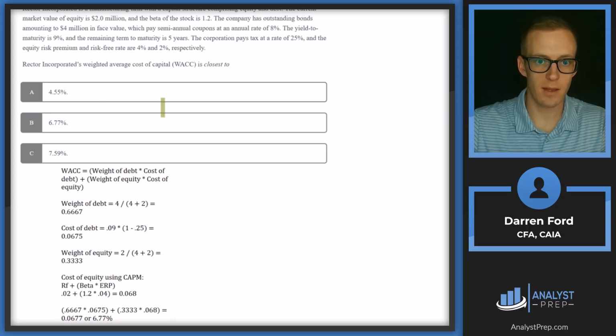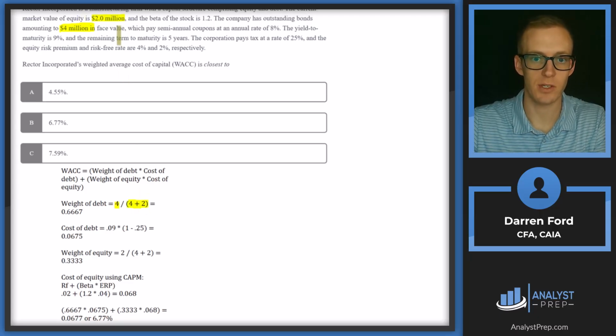So the weight of debt, we have market value of equity of $2 million and debt of $4 million. So our weight of debt will be 4 divided by 4 plus 2. So it's basically how much debt do we have related to all of the capital in the capital structure. So we get 2/3 or 0.666666 infinitely, or you have to round at some point. So we'll do 0.6667. So we've got our weight of debt.